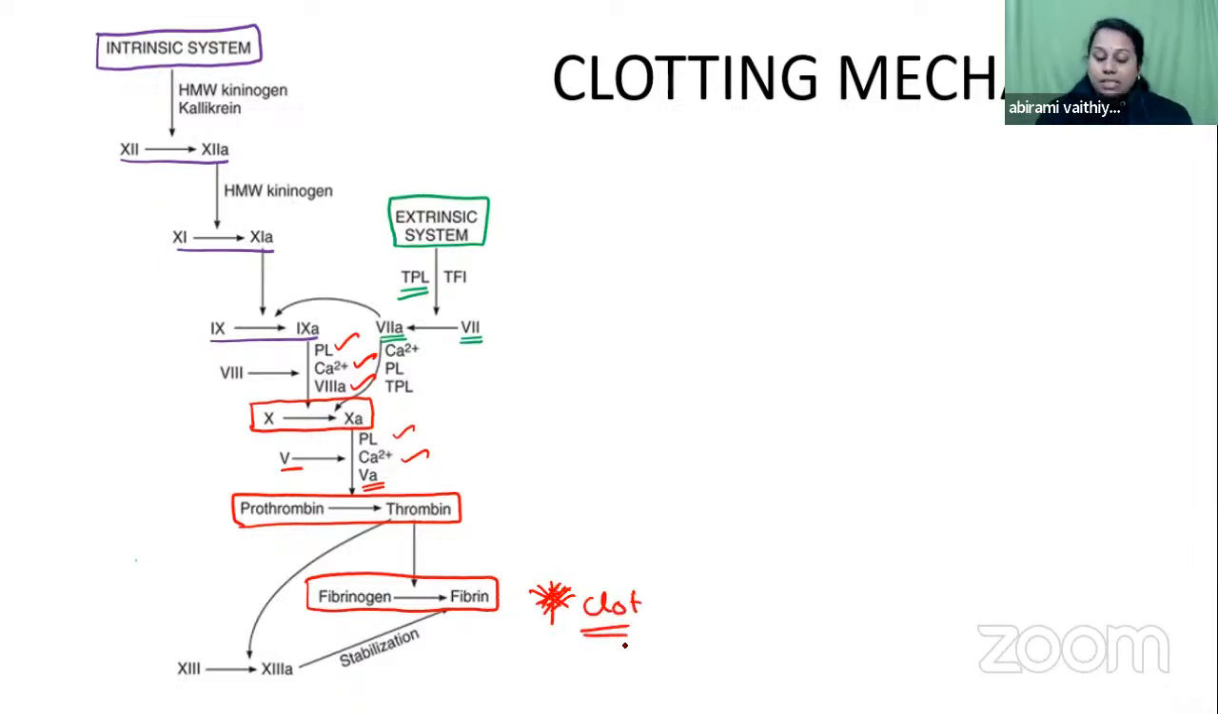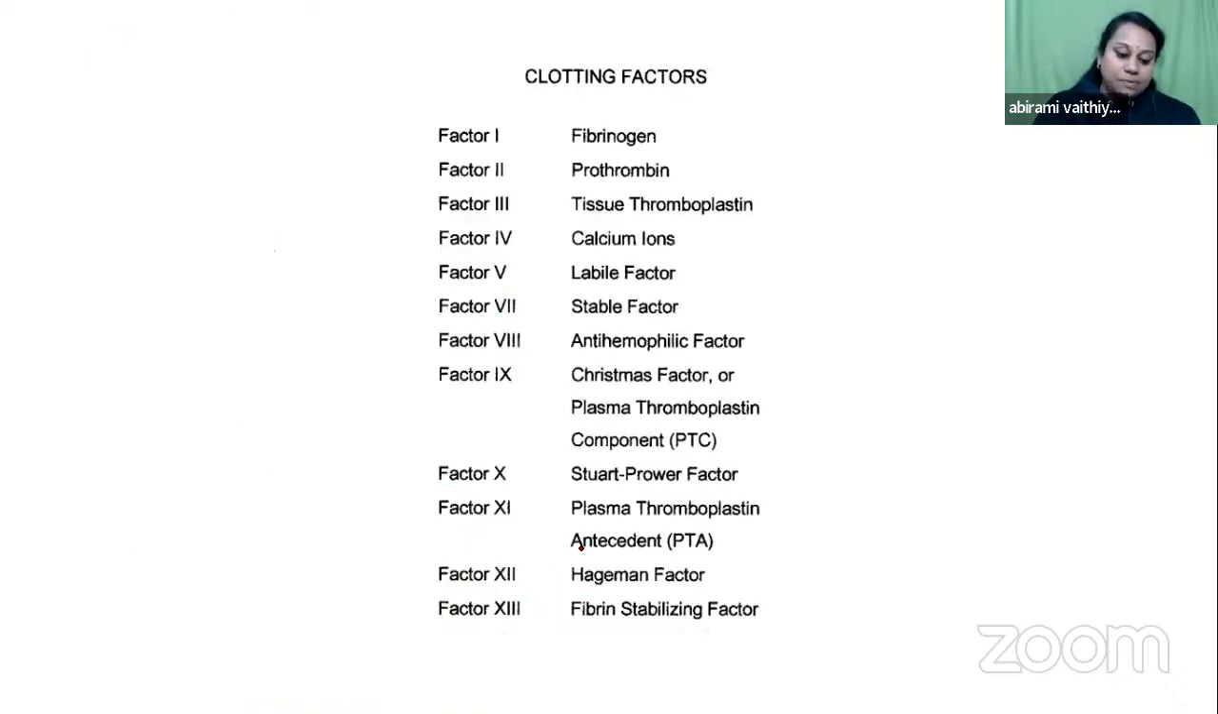Who is going to stabilize the clot? Stabilization of the clot, factor 13. Factor 13 is converted to 13A, and factor 13A is called the stabilization factor because it stabilizes the clot. This is the clotting mechanism. Why are we learning the clotting mechanism? Only then you can understand the anti-clotting mechanisms.